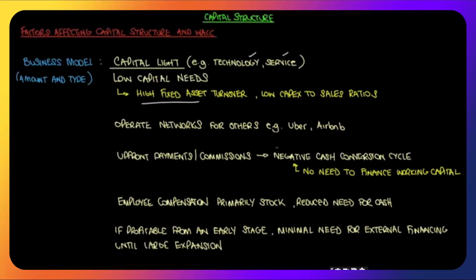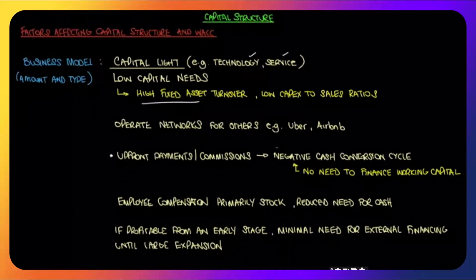And as an added bonus, they may well operate a business model where they get upfront payments or commissions, meaning their cash comes in before they've paid out to their suppliers, meaning they have a negative cash conversion cycle. Remember that from Learning Module 4. That means there's no need to raise finance to finance working capital. In fact, if it's negative, they are generating cash and they can use that elsewhere.